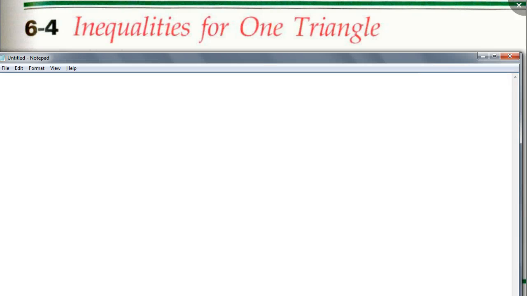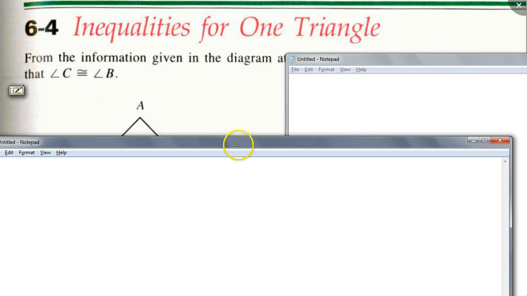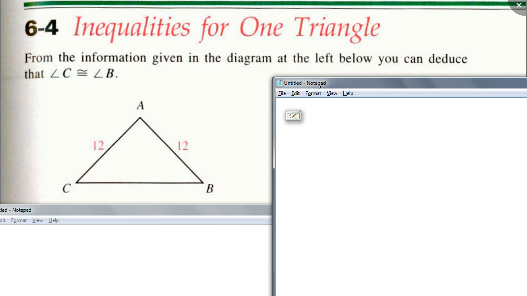Okay, today we're going to talk about inequalities for one triangle. Let me show you one triangle here. Jason, what can you tell me about this triangle? Triangle ABC. It's an isosceles triangle, right? So class, what can you tell me about the two base angles, C and B? Tony? They're congruent. That's easy, right? Because of the isosceles triangle theorem. Now, but that's not what we're talking about. Today we're talking about inequalities.